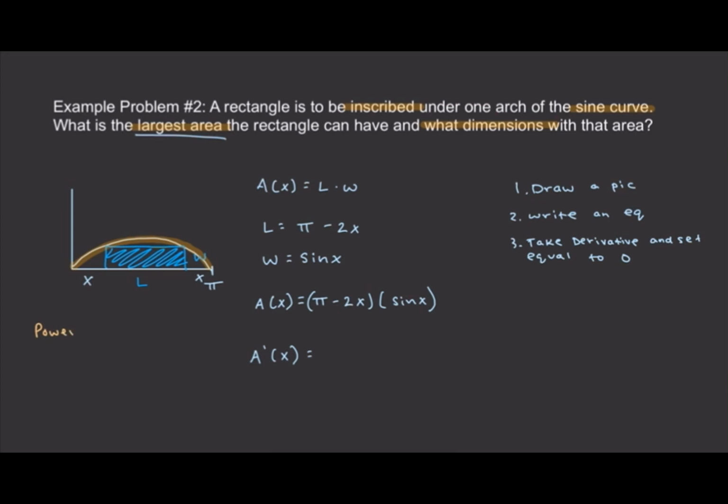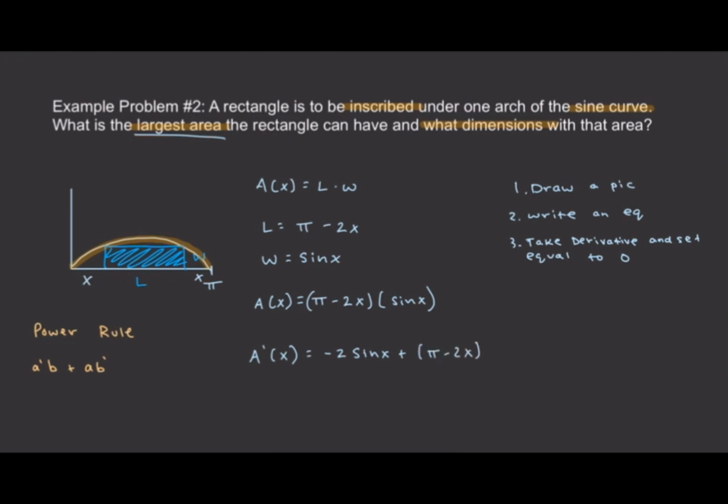As a reminder, the product rule is the derivative of the first multiplied by the second, plus the derivative of the second multiplied by the first. So a prime of x is equal to the derivative of pi minus 2x, which is negative 2, times sine of x, plus pi minus 2x times the derivative of sine of x, which is cosine of x.